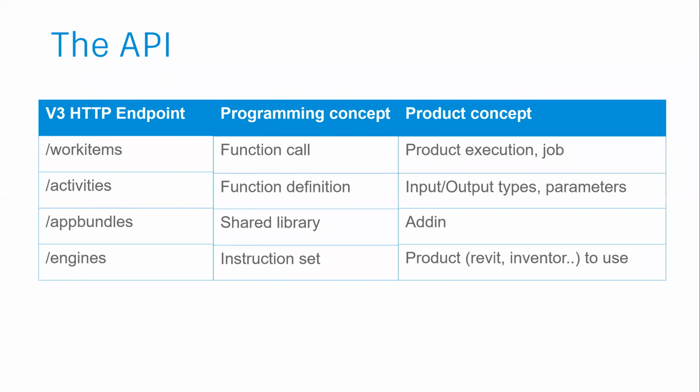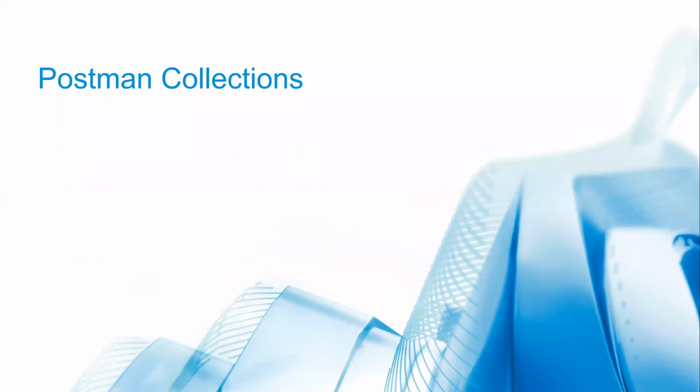Your app bundle is nothing but the add-in code that you write, the DLL, similar to your desktop add-in, just that it needs to be a Design Automation compatible app bundle. An engine is nothing but the actual Revit executable that runs. It's the headless version of Revit, and we provide 3 different versions: Revit 2018, 2019, and 2020. So that was just a quick overview.